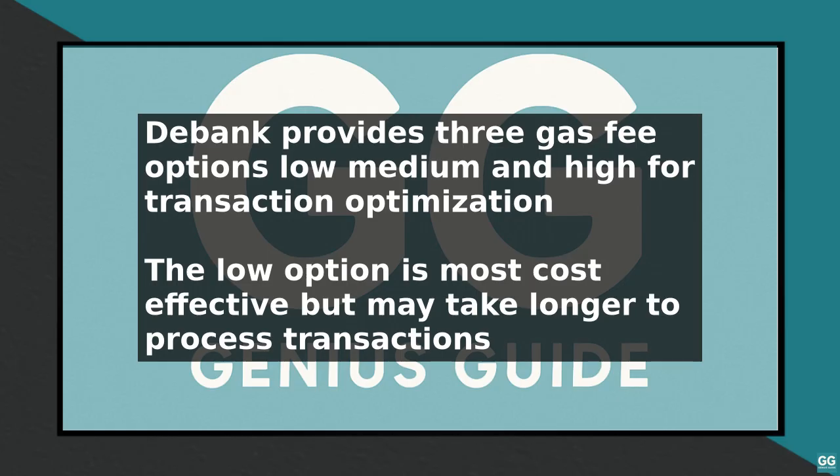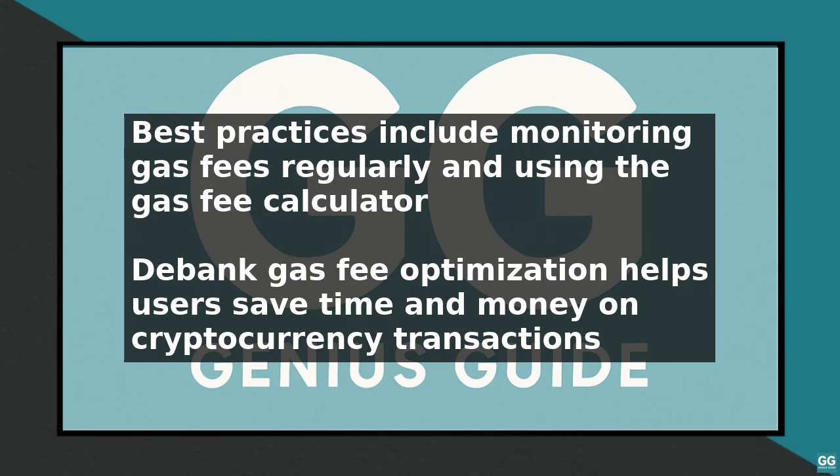Another feature of Debank is the gas fee alert system. This system sends you notifications when the gas fees are low, so you can take advantage of the low fees and save money. Best practices for using Debank gas fee optimization include monitoring the gas fees regularly, using the gas fee calculator to estimate costs, and setting up gas fee alerts to notify you of low fees. It's also important to consider the urgency of your transaction and choose the gas fee option accordingly.